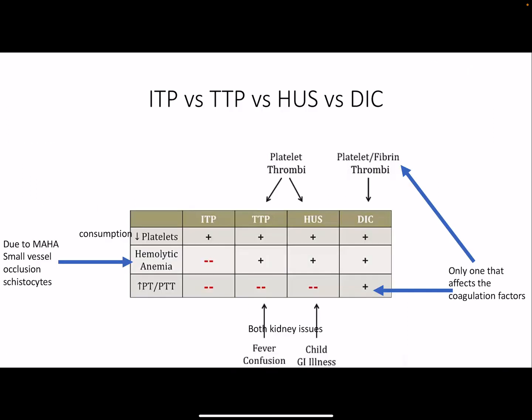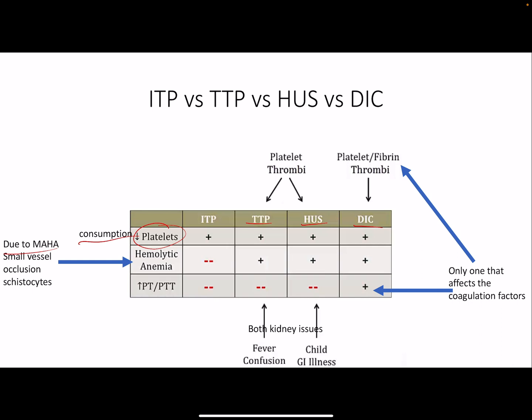So just a little summary of all of this. So ITP, TTP, and HUS. First of all, these have to do with platelets. All of these are consuming platelets. The platelet count should go down for all of this. Now the MAHA. Remember the MAHA, this is just the thrombi in the microvasculature. This was only for TTP, HUS, and DIC.